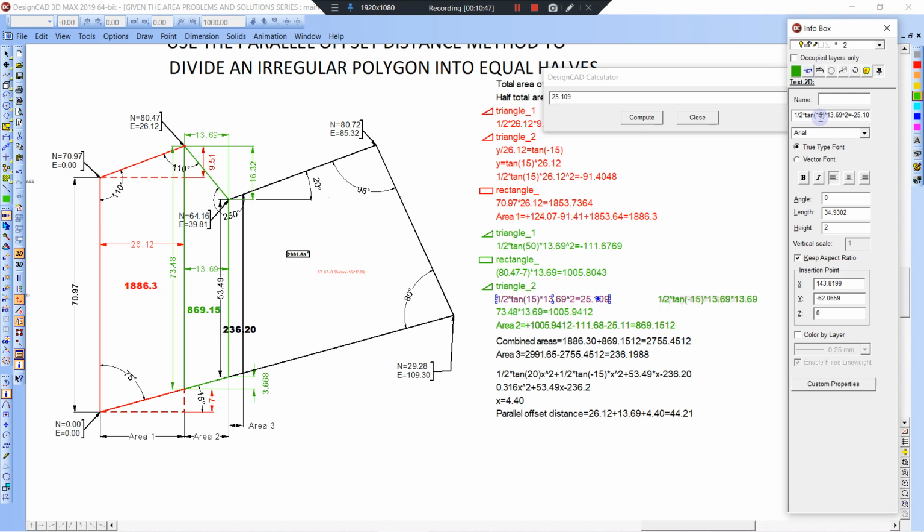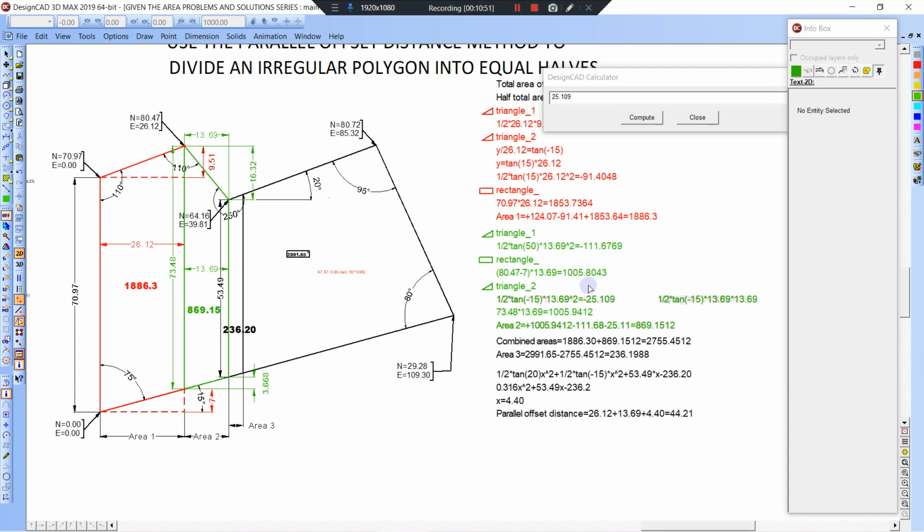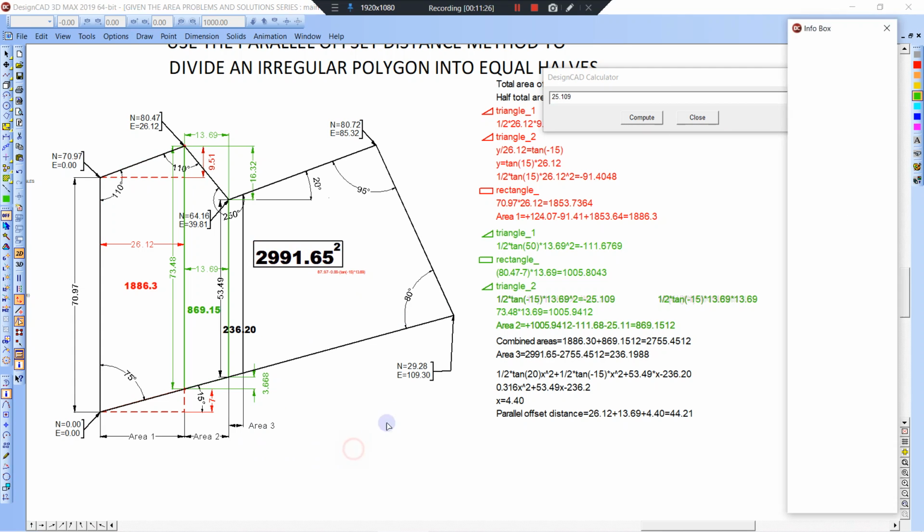Negative. That was the negative there too, right? All right, so we're getting a negative triangle, positive rectangle, negative triangle. We add all those up and we get 869.15. That's this area, and if we add those two together, we end up with 2755, which is still lower. I'm sorry, 2991. So we're still less.